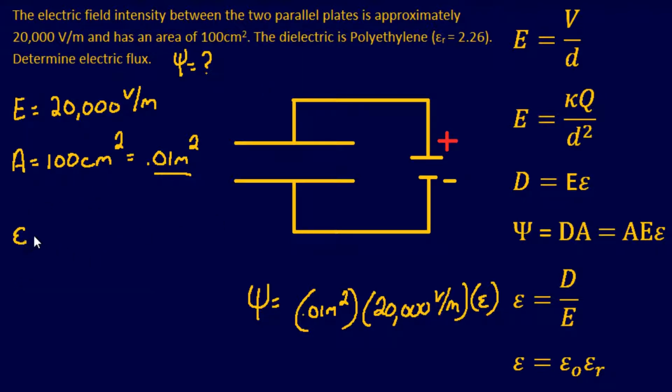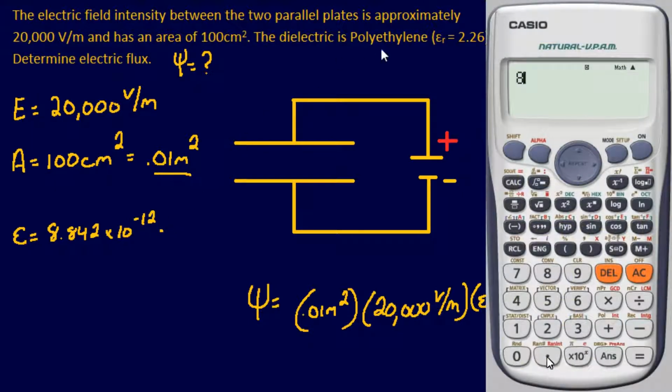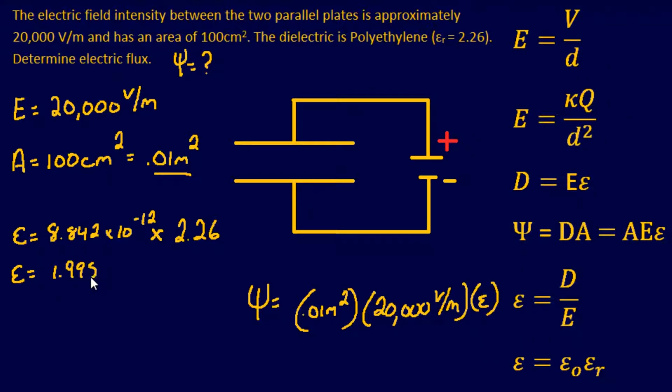So permittivity equals free space, which is 8.842 times 10 to the negative 12, times the relative permittivity, which is 2.26. Make it easier to see. So that's going to give us a total permittivity of 1.998 times 10 to the negative 11. And I'll tell you what, just to keep it simple on us, because this is very relative, let's make it 2.0 times 10 to the negative 11.